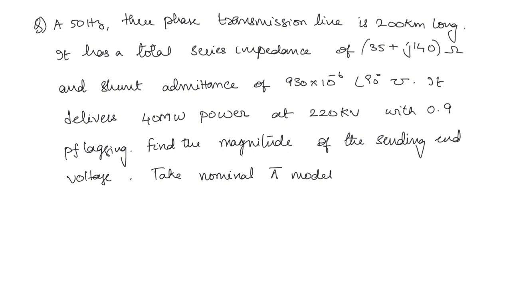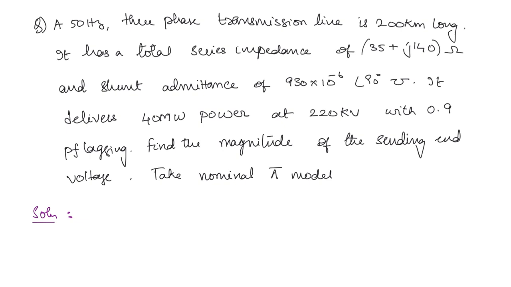Okay. So you have to use the nominal pi model of the line. It is already given that it is 200 kilometers in length, so it should be a medium length line. We can use either the T model or the pi model, but because in the question they have mentioned the pi model, we will go ahead with the pi model.